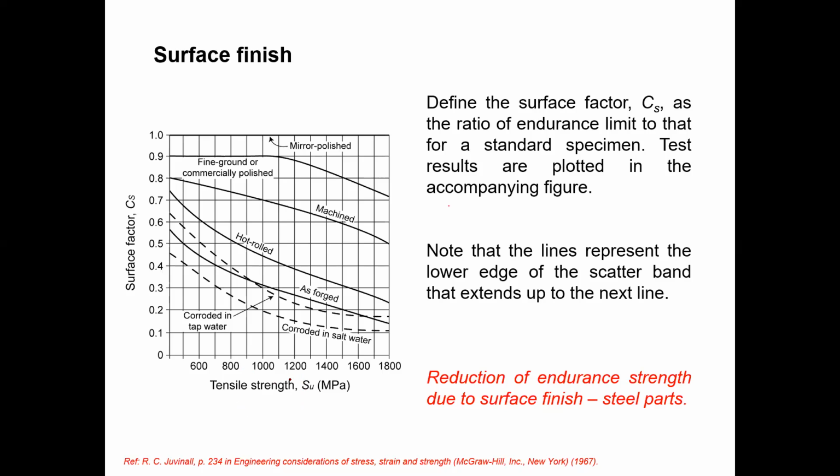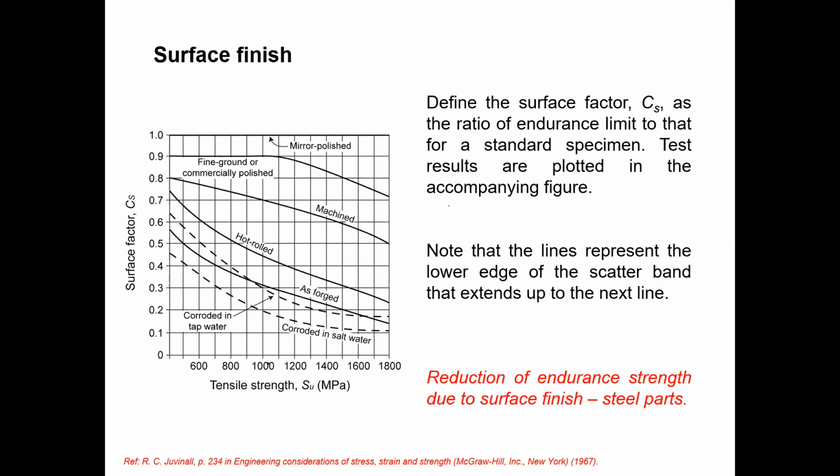So if you know the ultimate tensile strength and the type of surface finish, you can find out the surface factor, because assume the ultimate tensile strength is 1000, you can draw the line. If it is a mirror sample, it is 1, it will not change. But if it is fine ground or commercial polish, at 1000 it is 0.9 surface factor. But if it is a machined sample at 1000, it is 0.7. If it is a hot roll sample, it is in between 0.4 and 0.5.